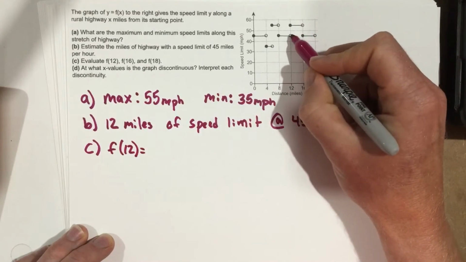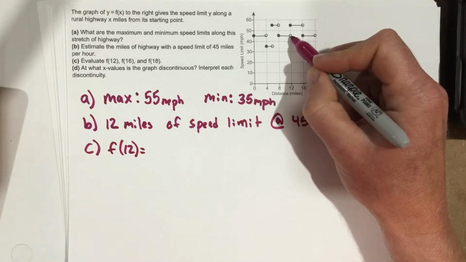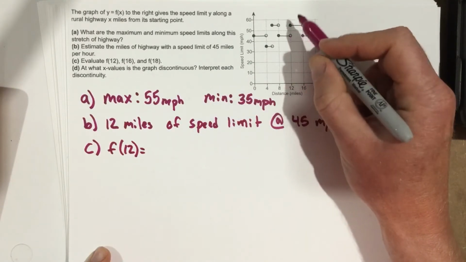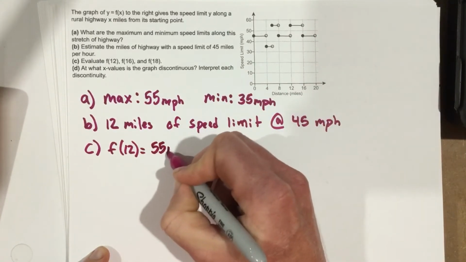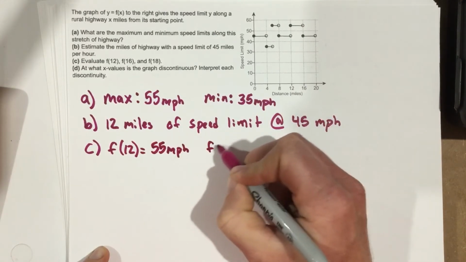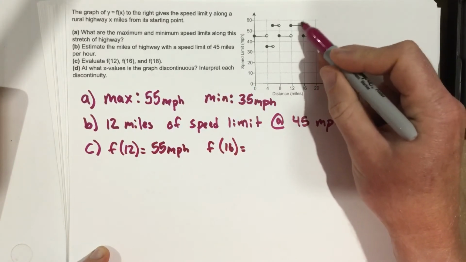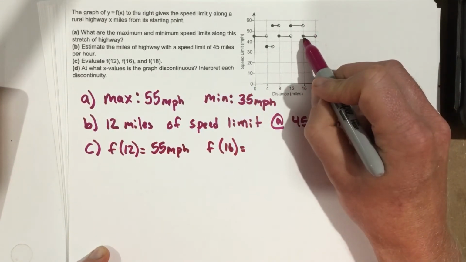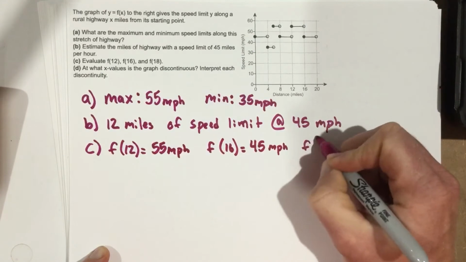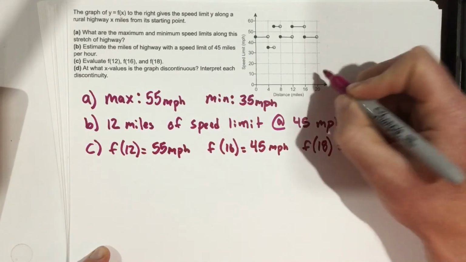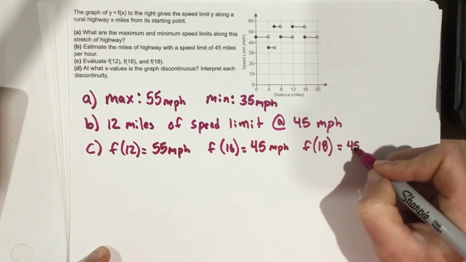Now remember, when you have an open dot, that's not a defined point there. That's saying that it can't equal this 45. So it's actually at f of 12, we have 55 miles per hour. F of 16, we go to 16. And again, this one up here is not defined, so it's at 45 miles an hour. And finally, f of 18. F of 18 is right in the middle of this. That's on this line, which is also 45 miles per hour.